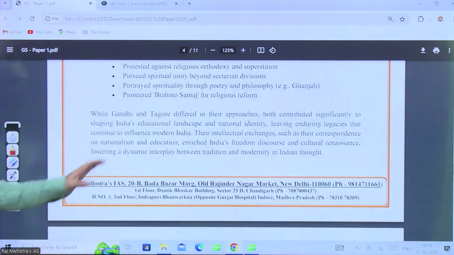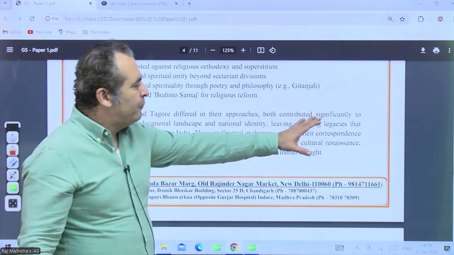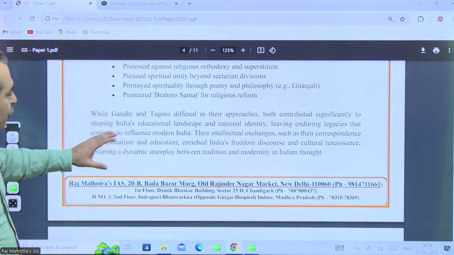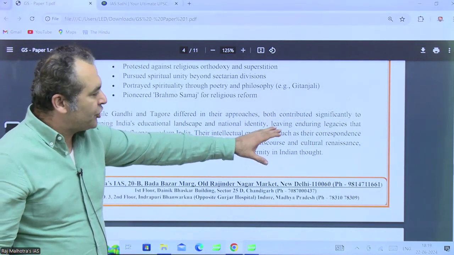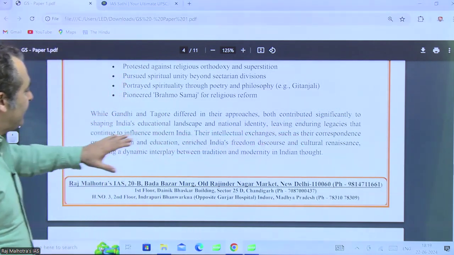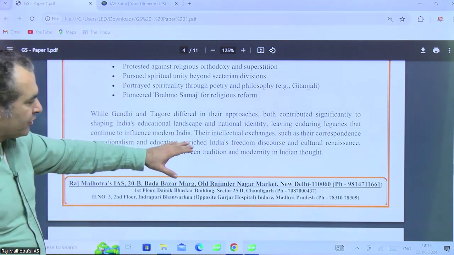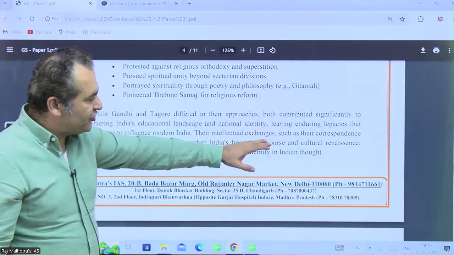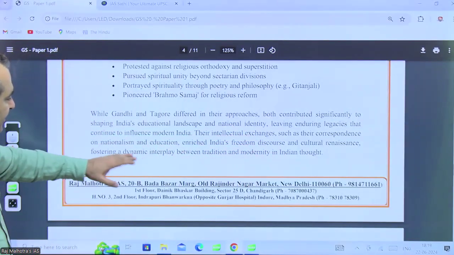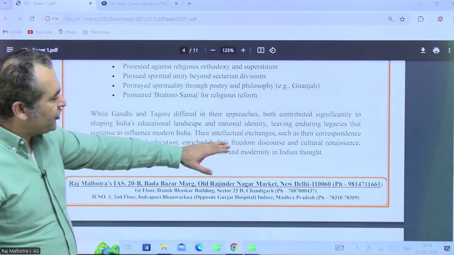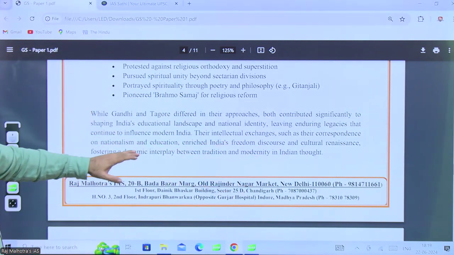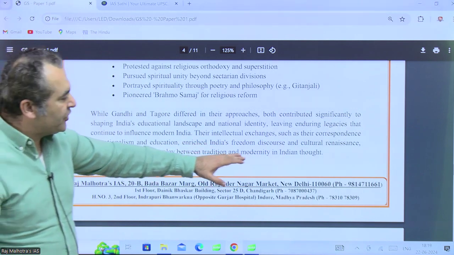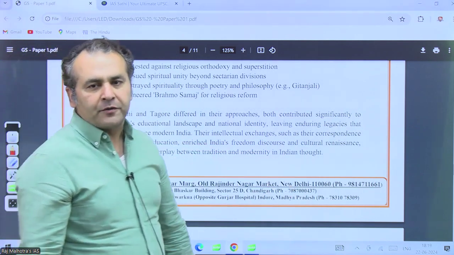While Gandhi and Tagore differed in their approaches, both contributed significantly to shaping India's educational landscape and national identity, leaving enduring legacies that continue to influence modern India. Their intellectual exchanges, such as their correspondence on nationalism and education, enrich India's freedom discourse and cultural renaissance, fostering a dynamic interplay between tradition and modernity in Indian thought.